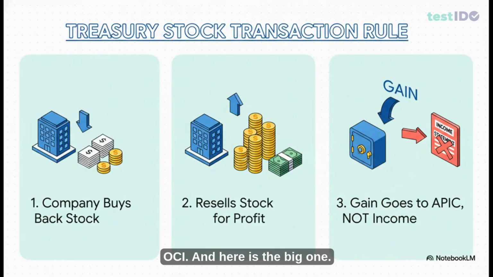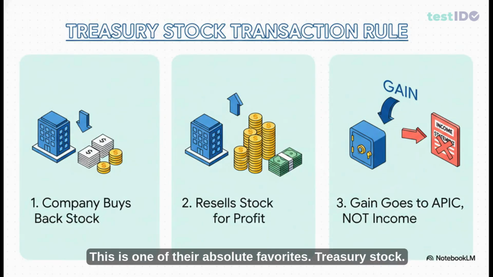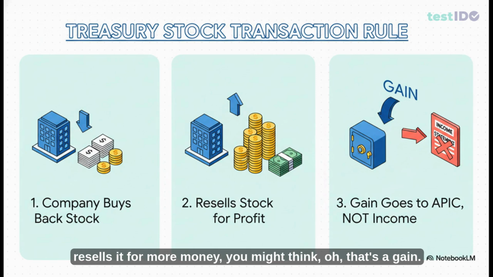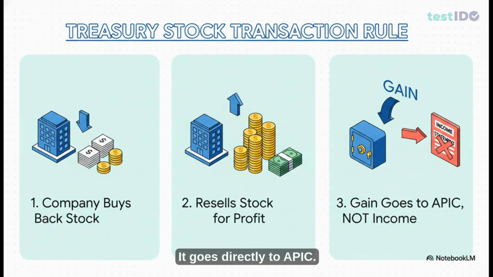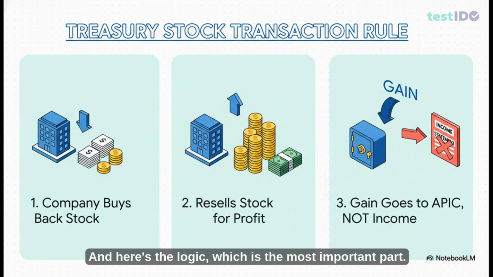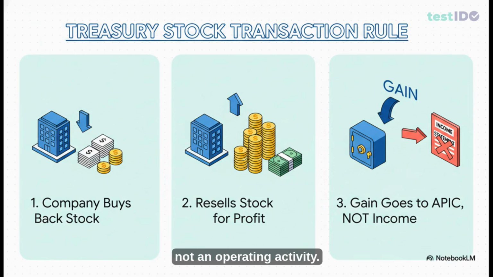And here is the big one. This is one of their absolute favorites, treasury stock. If a company buys its own stock back and then later resells it for more money, you might think, oh, that's a gain. Nope, it is never a gain on the income statement. It goes directly to APIC. And here's the logic, which is the most important part. A company cannot generate a profit by trading with its own owners. It's considered a capital transaction, not an operating activity.